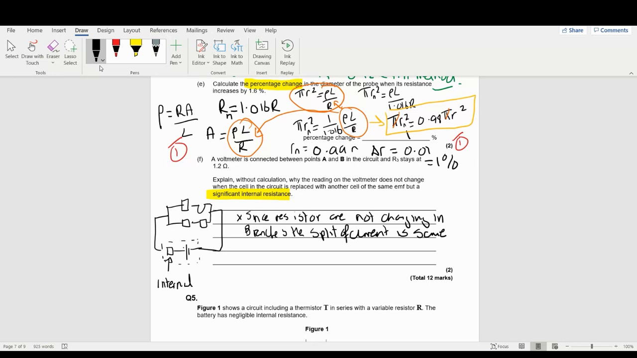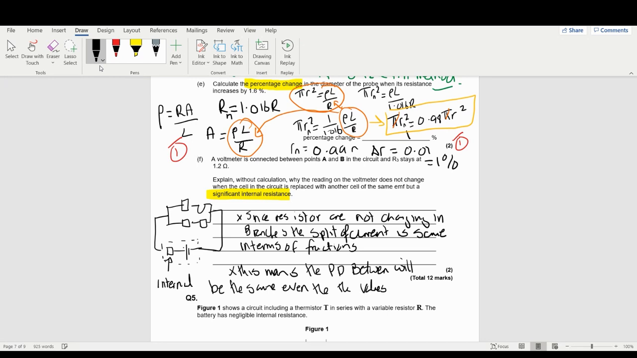Okay, so since the resistors are not changing in the branches, the split of the current is the same in terms of ratio, in terms of fractions. So it's split up the same with this. This means the PD between the points will be the same, even though the values at A and B will be smaller.